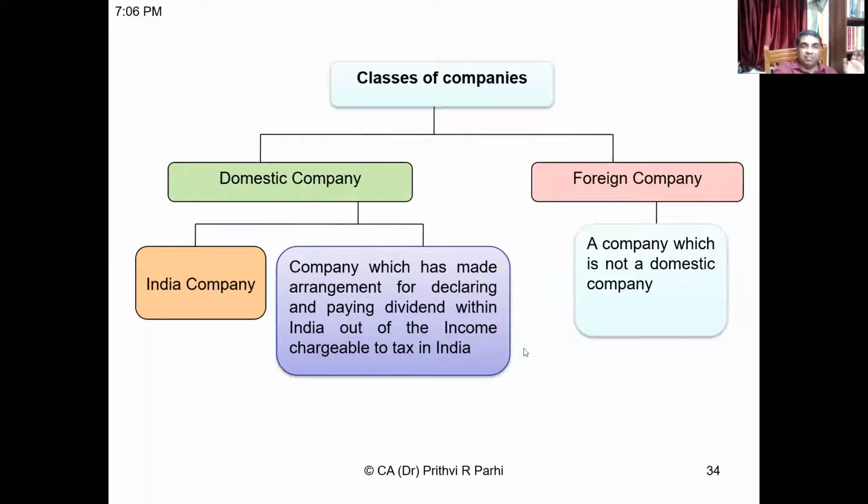Yes, sir. That means most of the MNC companies providing services, if it is a multinational company which is not incorporated in India, but has some arrangement for declaration and payment of dividend in India, that's also a domestic company. Their headquarters are in India or no? Headquarter question doesn't arise at all. Headquarter may be located anywhere. Headquarter has not been mentioned in law. Okay, you have understood what is Indian company.